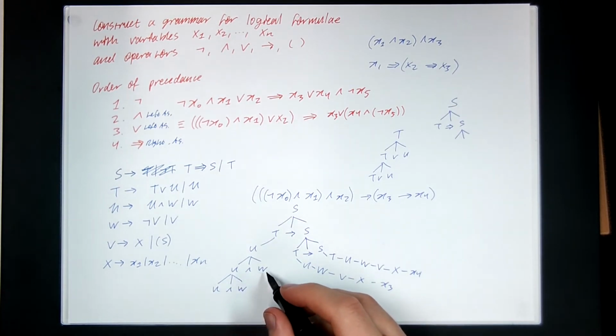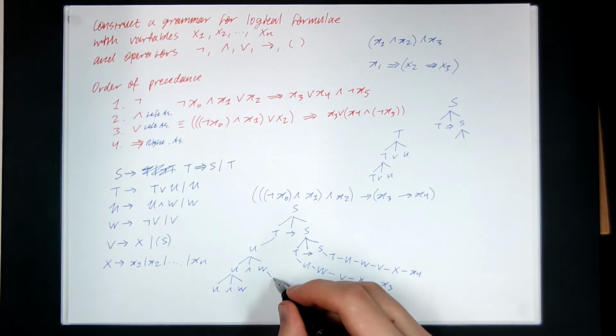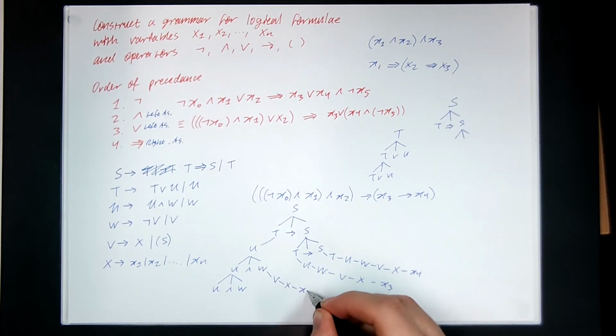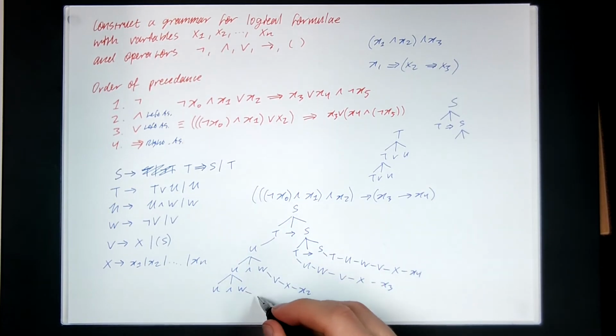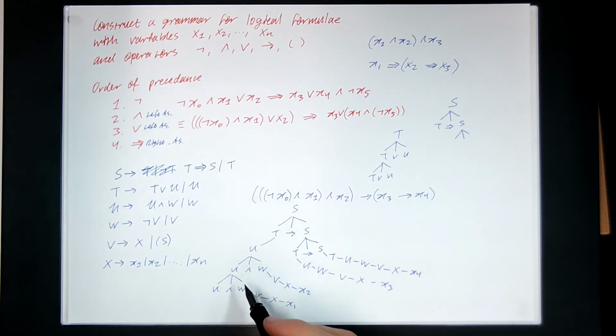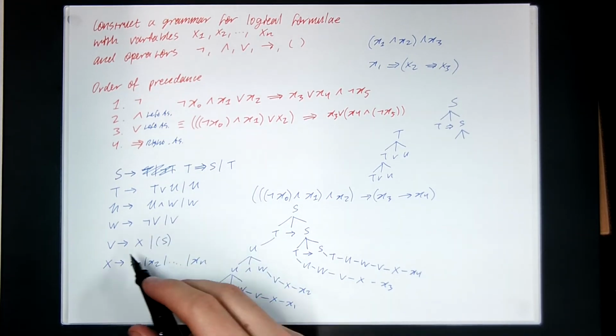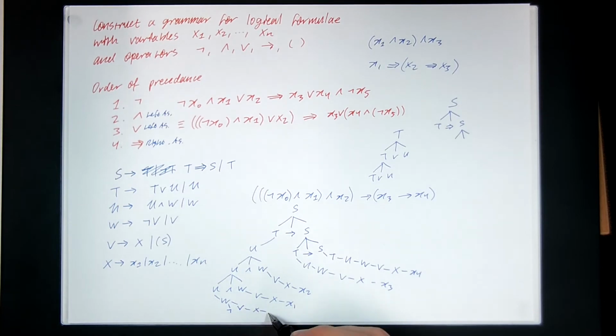This W will fly down to X2, so W, V, X, X2. This W will do the same, W, V, X, X1. This will do the same, but it adds a negation along the way. So U goes to W, goes to not V, V goes to X, goes to X0. And I apologize for the sort of slanted tree, but I had to fit it all in. So we can see it's unambiguous.